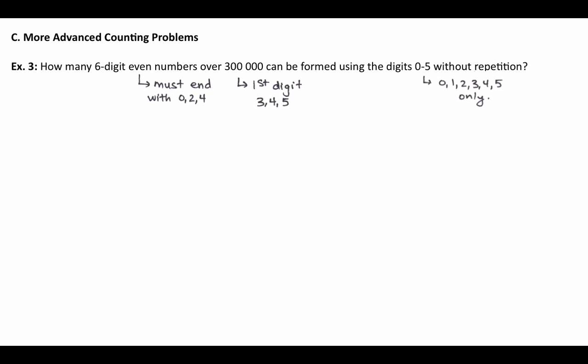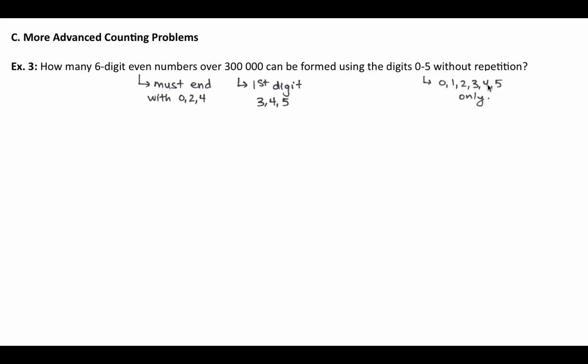Without repetition, and 0 to 5 means that we're only using 0, 1, 2, 3, 4, and 5. So we have 6 digits to choose from and no repetition. There's a whole bunch of restrictions in here. It has to be 6 digits, so you're going to draw your 6 lines. Has to be an even number, so the last number has to be a 0 or a 2 or a 4. Has to be greater than 300,000, so the first digit has to be a 3 or a 4 or a 5, and 0, 1, 2, 3, 4, 5 without repetition.